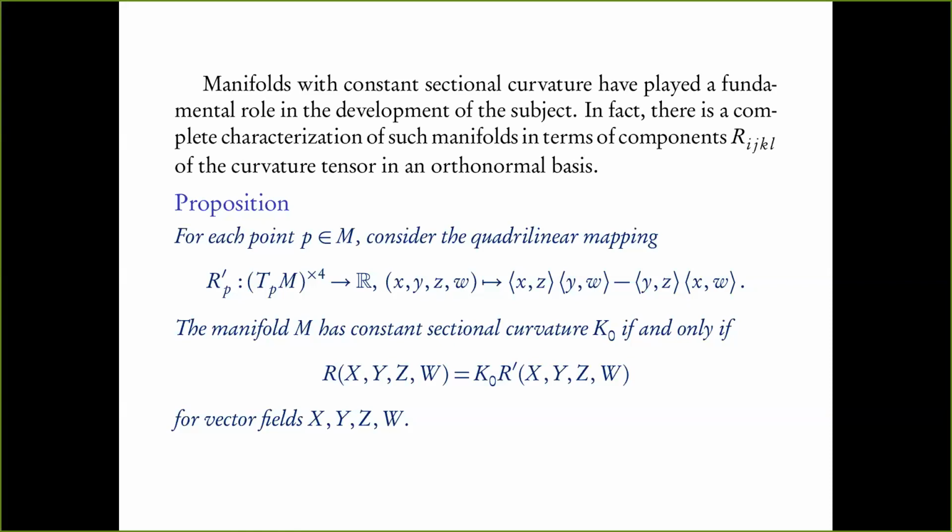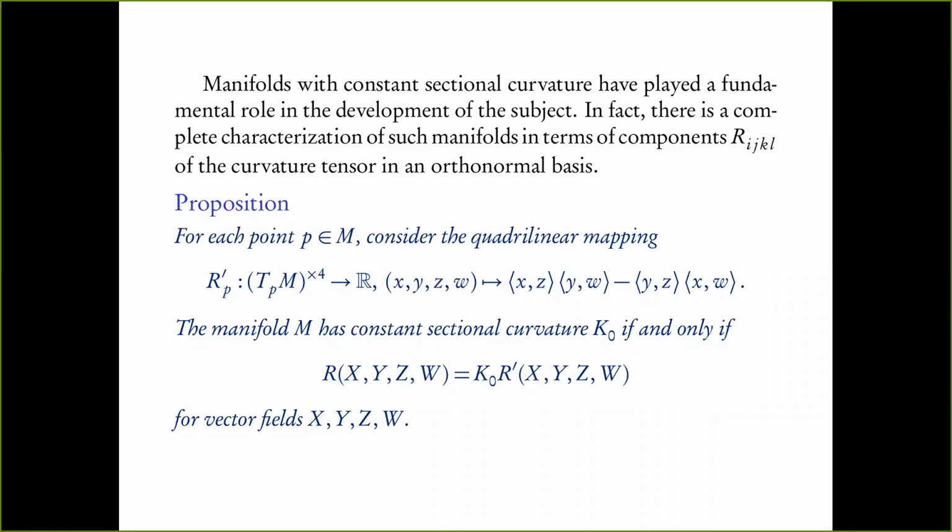Okay, so the claim is that the manifold has constant sectional curvature, call that number K0, if and only if the Riemann tensor R(X,Y,Z,W) is equal to K0 times this new tensor R prime. So these 2 tensors have to be scalar multiples of one another, and that scalar multiple is the constant sectional curvature K0. So that's an if and only if condition. Okay, very useful and quite strong, as you'll see in some examples subsequently. Okay? So any questions about the statement? I hope this is clear.